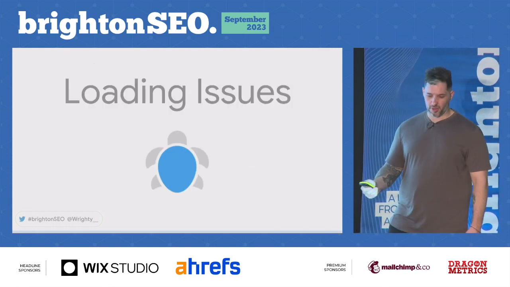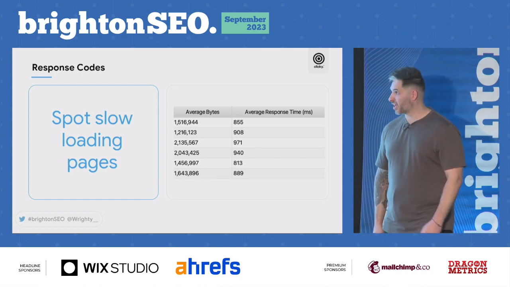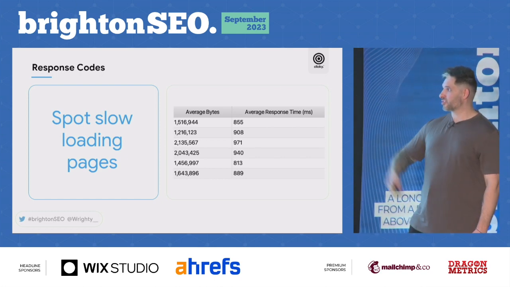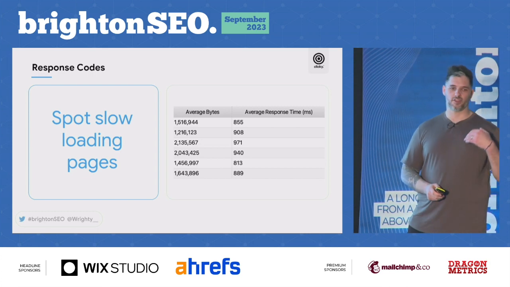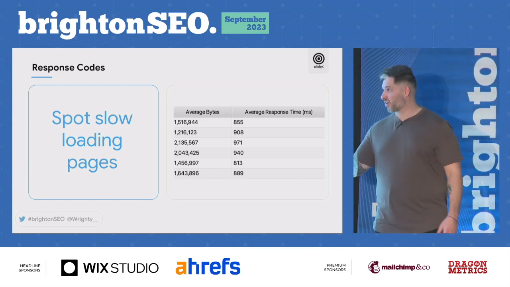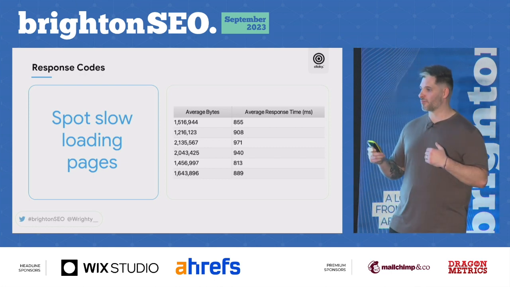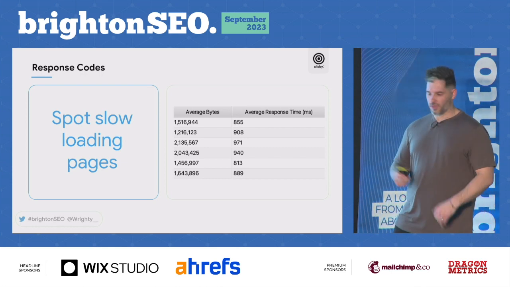You can also do things like spot loading issues. So spot slow loading pages. Like I said, you can get an average response time from each event, get an average bytes that have been downloaded, so you can start to see which pages are responding slowly. If it's correlated to average bytes, it means it's probably quite a large page and that you need to trim that down, but it could be a server error. So it gives you a bit of insight there.